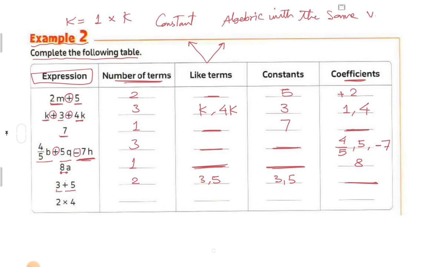2 by 4, just two terms or one term? We said plus or minus, okay, but here it's just one term. One term, there is no like term. Constant, yes, 2 by 4, it's all constant. Coefficient without any variable, so we haven't any coefficient.